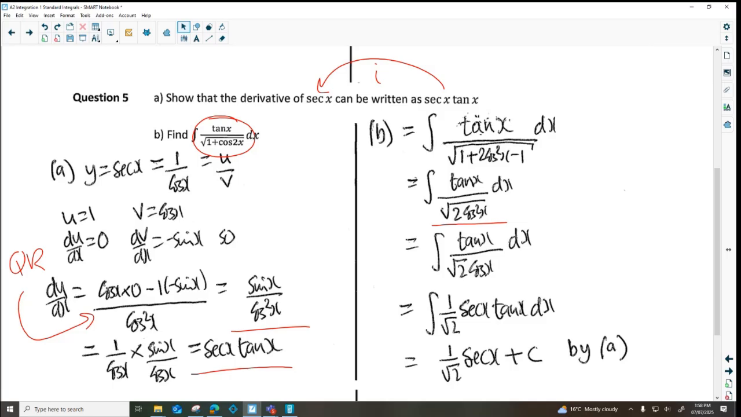But wait a minute, 1 over cos is sec. So dividing by cos is the same as multiplying by sec. So this is the integral of 1 over root 2 times 1 over cos, which is sec, times tan x. We know that the integral of sec times tan is sec. So the integral of this is therefore 1 over root 2 sec x plus c.